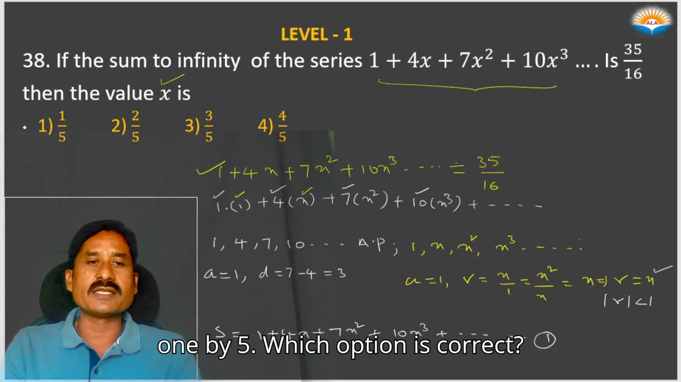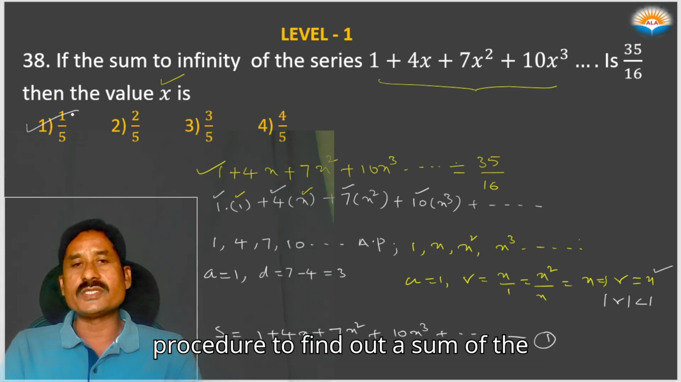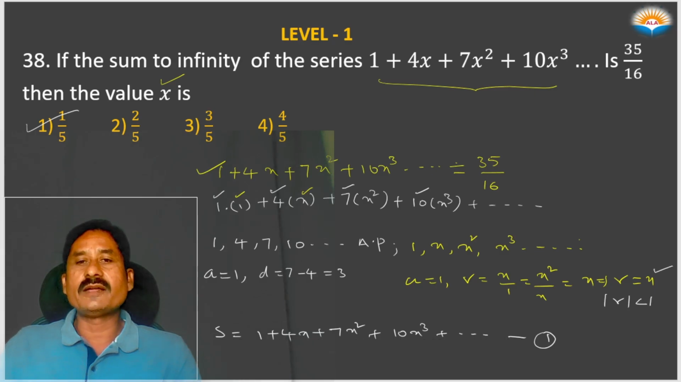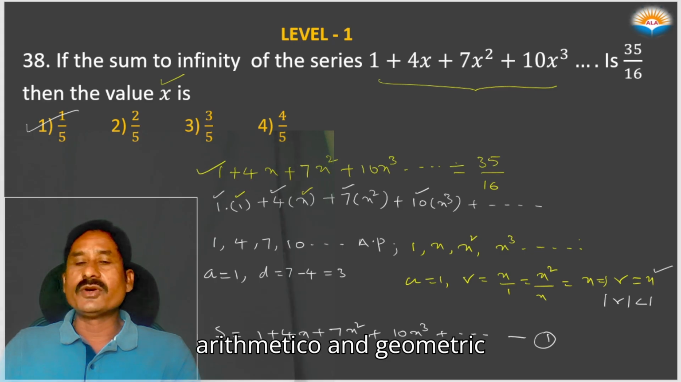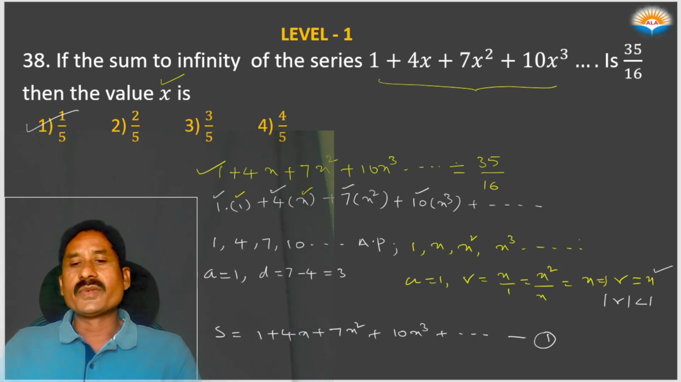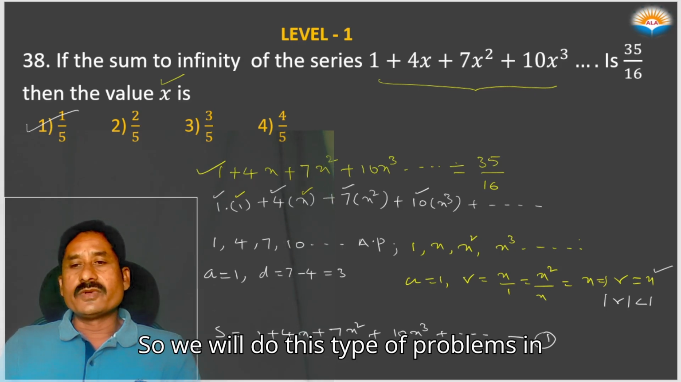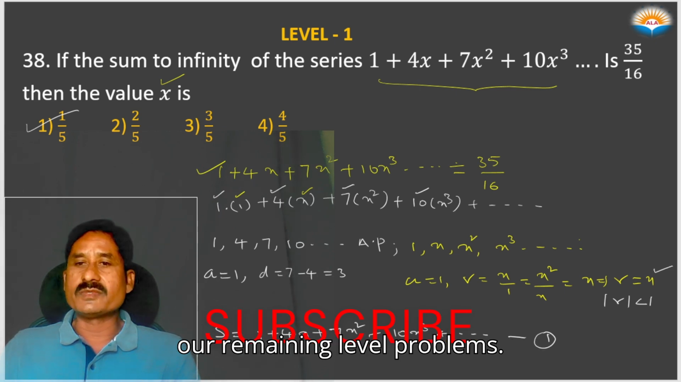Which option is correct? The first option is correct. So this is the procedure to find the sum of an infinite AGP, arithmetico-geometric progression. So I think you understand very well. We will do this type of problems in our remaining level problems.